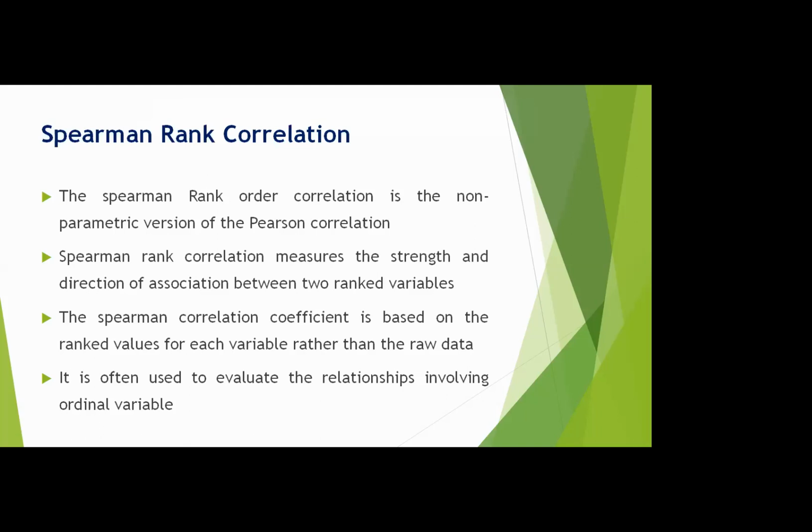So it is the non-parametric version of the Pearson correlation. This correlation measures the strength and direction of association between two ranked variables. The Spearman correlation coefficient is based on the ranked values for each variable rather than the raw data. It is often used to evaluate relationships involving ordinal variables. So if we are not able to use the Pearson correlation, we can use Spearman rank correlation for correlation analysis.